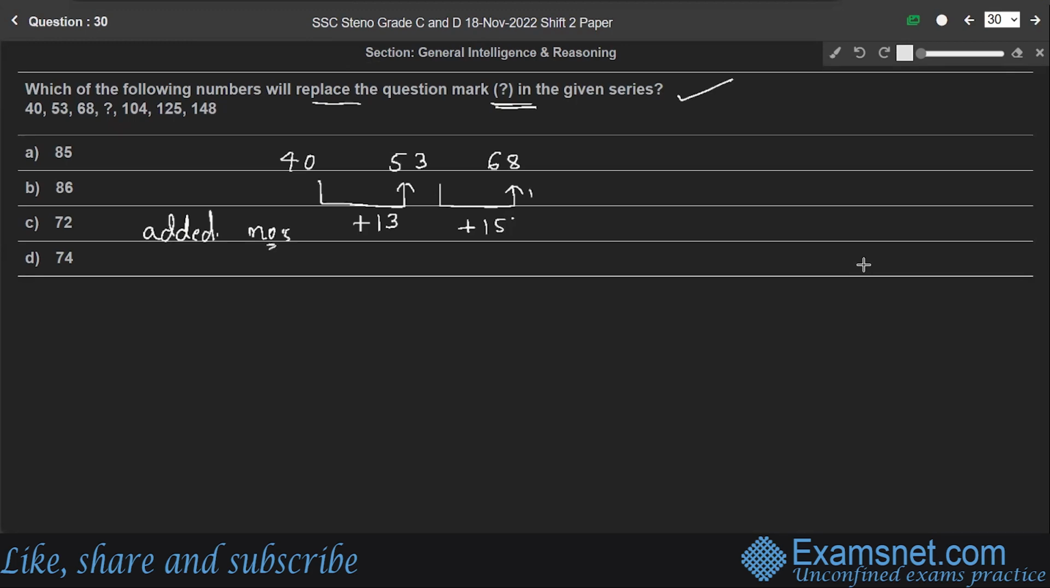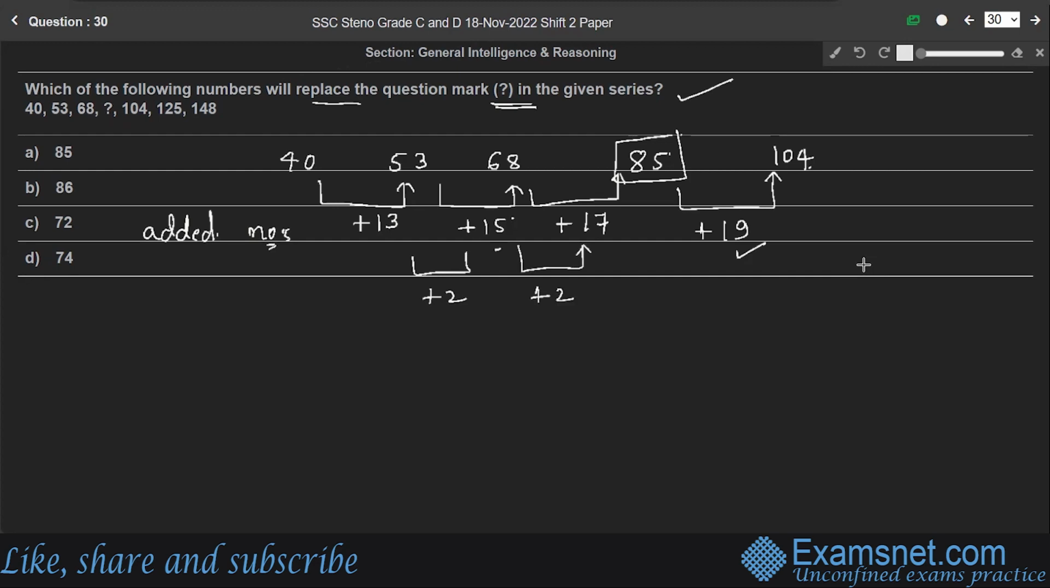Therefore, to get the fourth number, we have to add 17, which is 2 more than its previous number. We add 17 to 68 so that the number becomes 85. 68 plus 17 is 85. You can verify the answer by considering the next number, which is 104. So 85 plus 19 becomes 104, where 19 is 2 more than 17. Here the number to be added is 2 more than the previous one.